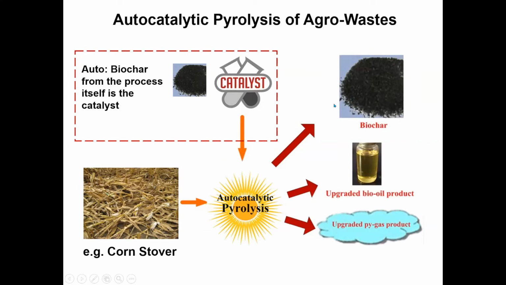Biochar: after we get the biochar, we recycle it back to the beginning of the process as the catalyst, and we can get an upgraded bio-oil product. We can also reduce the bio-oil yield. At the same time, we can get a high yield pygas product, and also the pygas composition will be upgraded. So this is our hypothesis based on the auto-catalytic pyrolysis process.